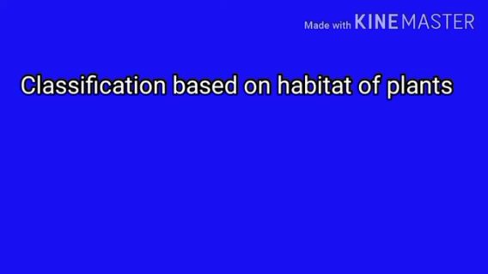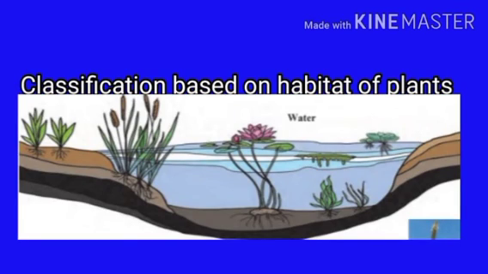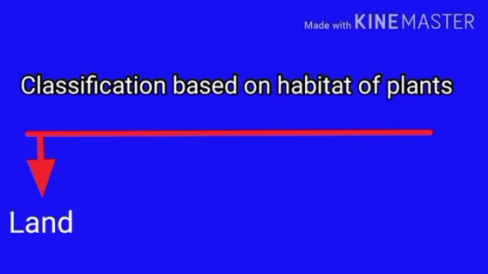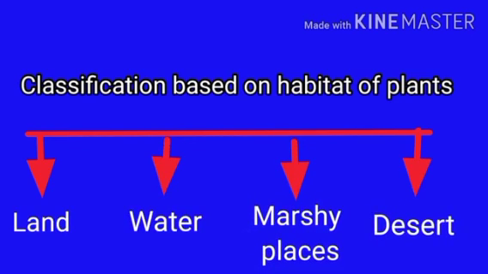Classification based on habitat of the plants. We see different plants growing in different places around us. Plants can be classified according to their habitat or the place where they grow. Land, water, marshy areas, deserts, and even a big tree are the various habitats of plants.